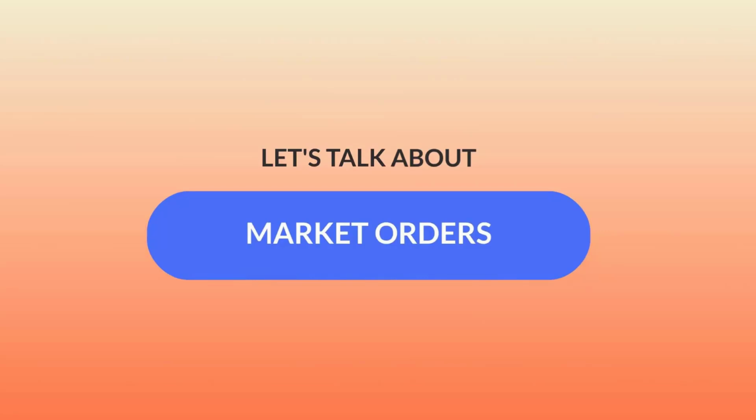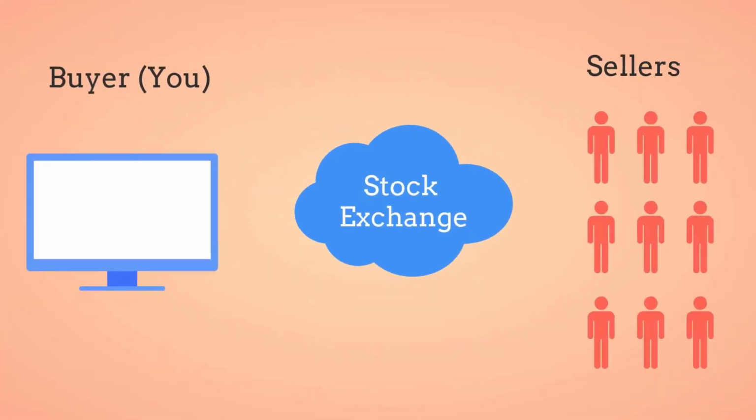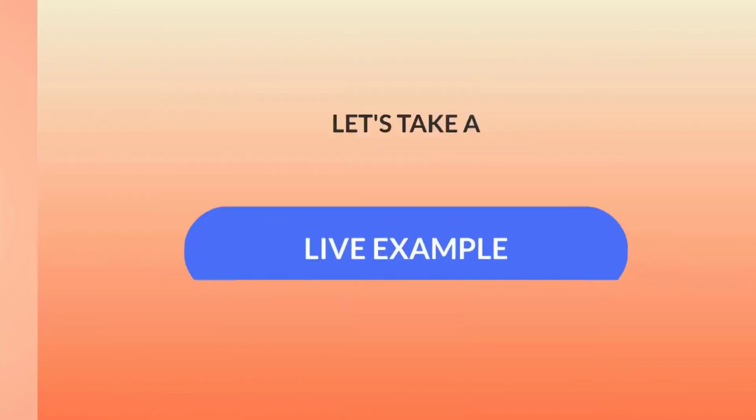Now let's talk about the market order, which is actually much simpler. In the case of a market order, you do not specify the price. All you're telling the stock exchange is that you want your order executed as soon as possible and you're willing to take whatever the current market price of the share is. This makes the life of the stock exchange much easier. The exchange will look for the best offer at the moment you place your order and fulfill that order.